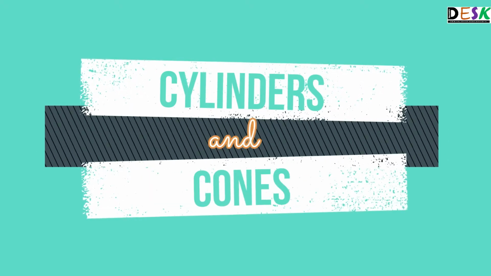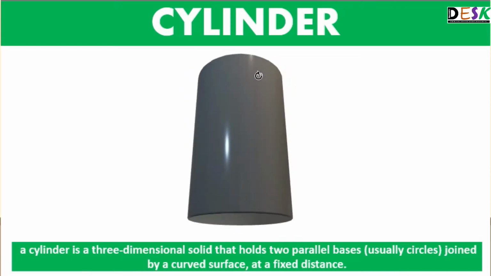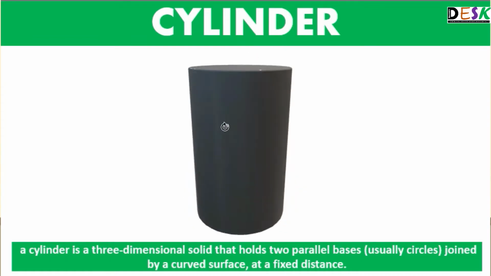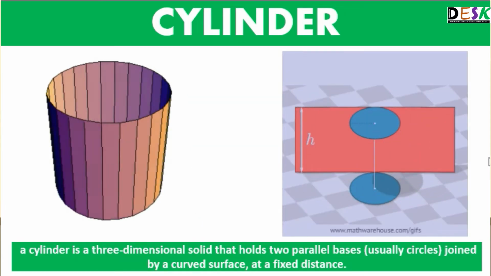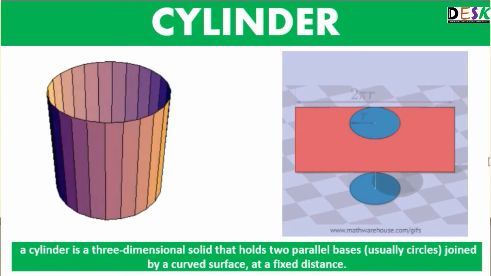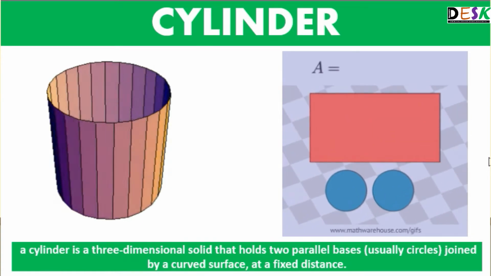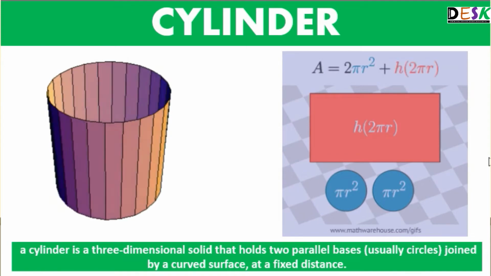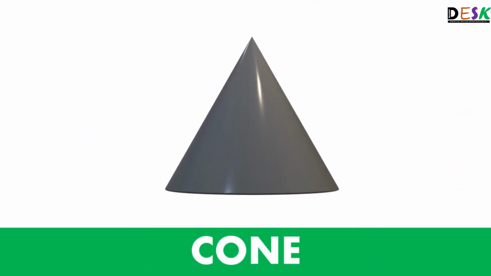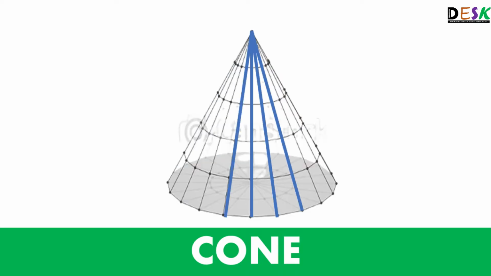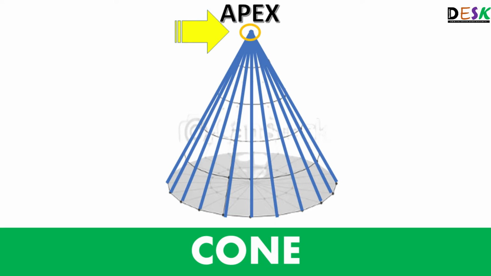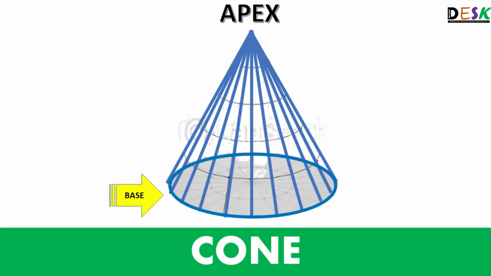Cylinders and cones. A cylinder is a 3D solid shape that consists of 2 identical and parallel bases linked by a curved surface. The cylinder is a combination of 2 circles and 1 rectangle. Look at the given image showing the formation of the cylinder shape. A cone is a 3D shape formed by using a set of line segments or the lines which connect to a common point called the apex or vertex to all the points of the circular base, which does not contain the apex.